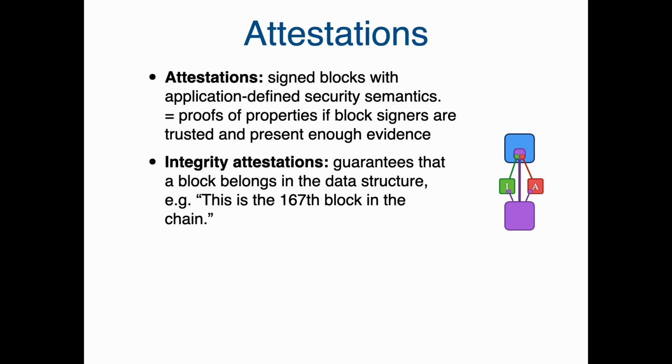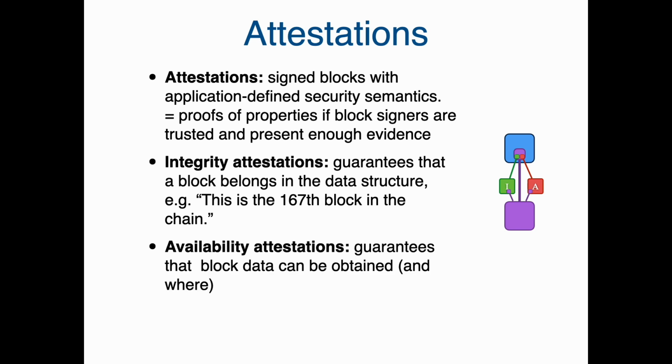Okay, so integrity attestations then, you can think of these as some kind of guarantee, if you believe them, that a block belongs in a data structure. So if you're trying to model, say, a conventional blockchain, it might be a statement like, this is block number 176 in this particular blockchain. And then it would have to come with some evidence that you believe. Availability attestations, you can think of as telling you where to find information. So an availability attestation is a guarantee that you can obtain this block if you want it. And the way that you prove that you can obtain the block is by saying where to get it.